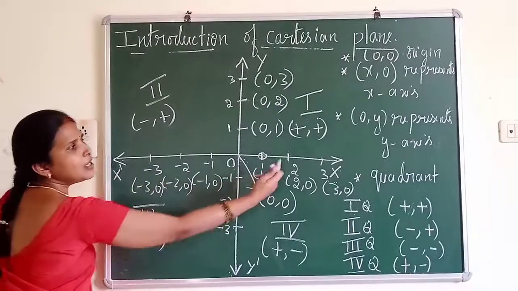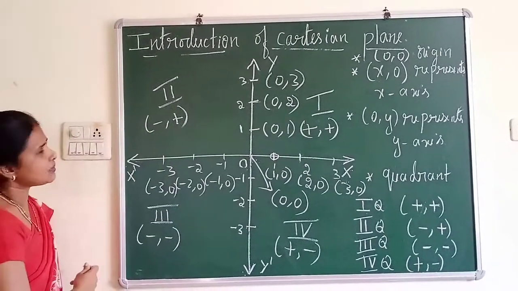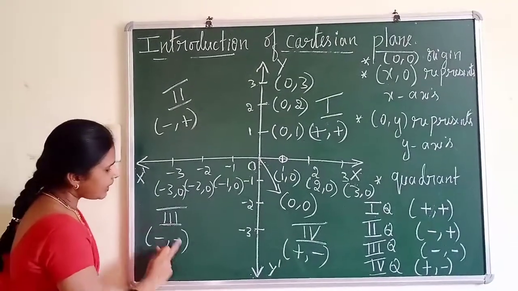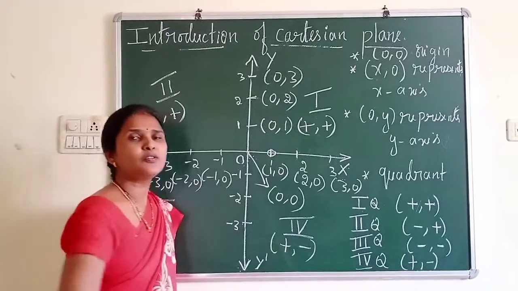So I repeat, (+, +) represents the first quadrant, (-, +) ordered pairs represent the second quadrant, (-, -) represents the third quadrant and (+, -) represents the fourth quadrant.